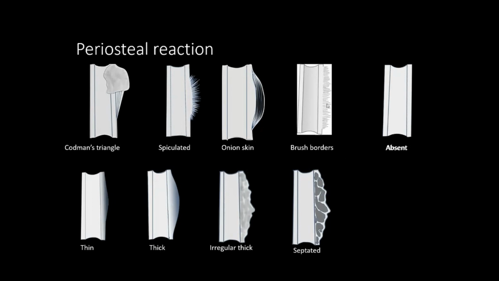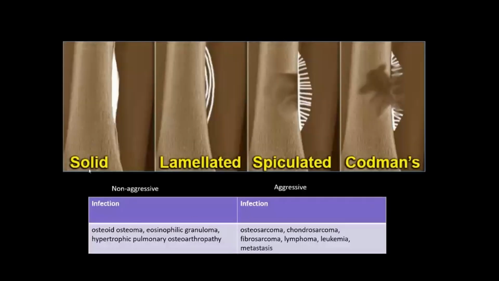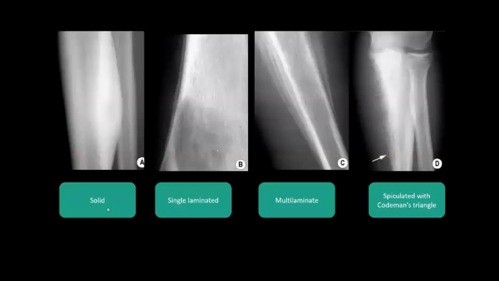Okay, and the brush borders and absent periosteal reaction, septated, all of these are favorable to represent benign tumors. It is solid, lamellated or onion scale, spiculated, and the Codman's triangle when there is spiculated and also interrupted. Okay. This solid is single laminated. Here is multi laminated. The single laminated and the multiple laminated, and here is spiculated. And when it is interrupted, you will find here the Codman's triangle.